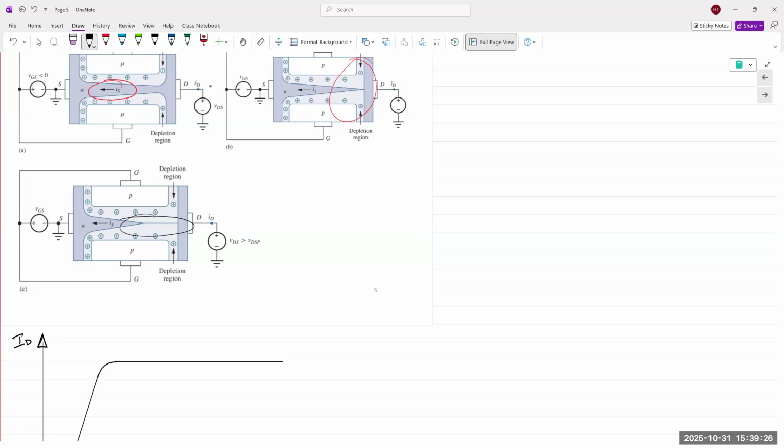So what is happening here is that, yes, the depletion regions are coming to merge together, but there's a small point, right? There's a small gap, if you will. And the electrons have already been attracted to that point by the electric field.